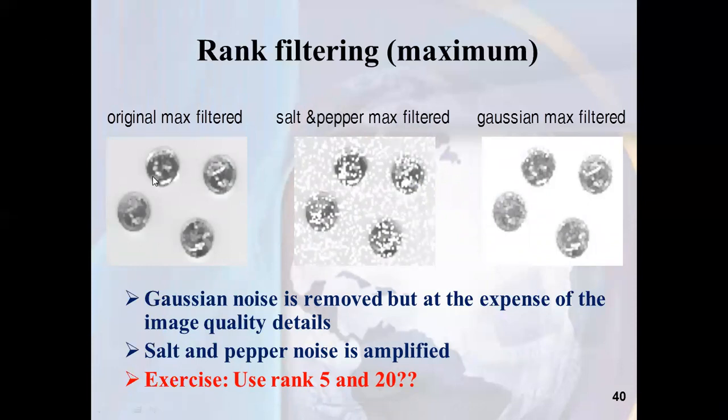This is the original max filter when applied without noise. This is when we apply the max filter with salt and pepper noise. This is when we apply the maximum rank filter with Gaussian noise.